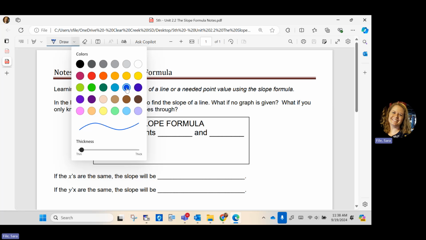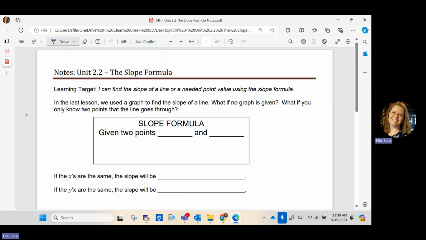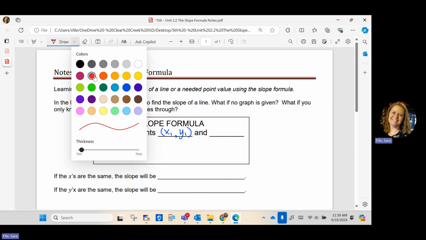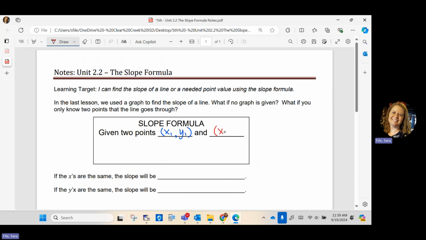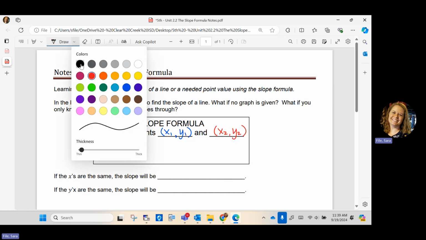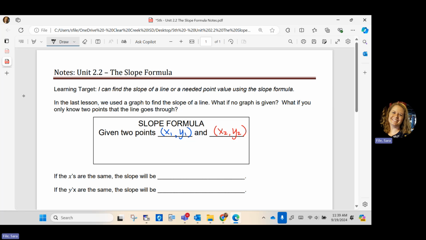We're going to use two points that are going to be given to us, and we're going to label those points x1, that little subscript 1, comma, y1. And then we're going to label the second point x2, y2. Once you have your points labeled, you're going to plug them into the formula.